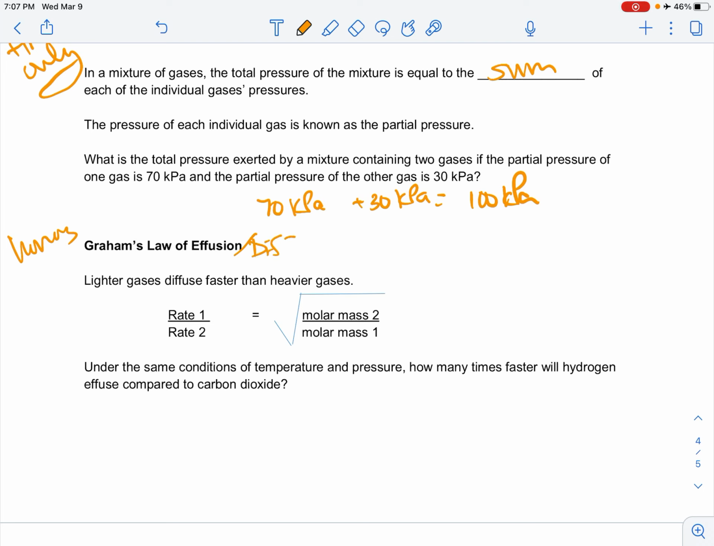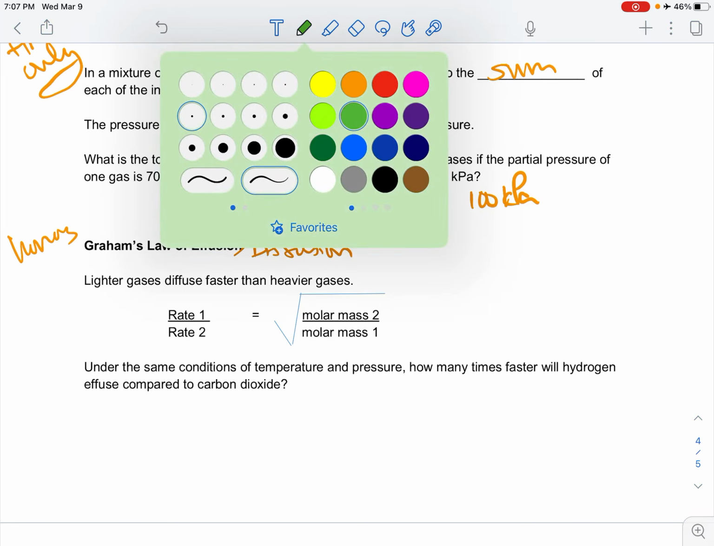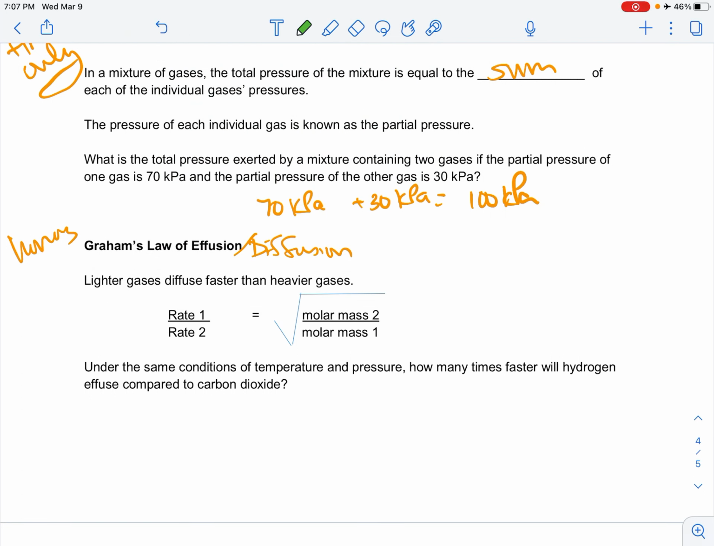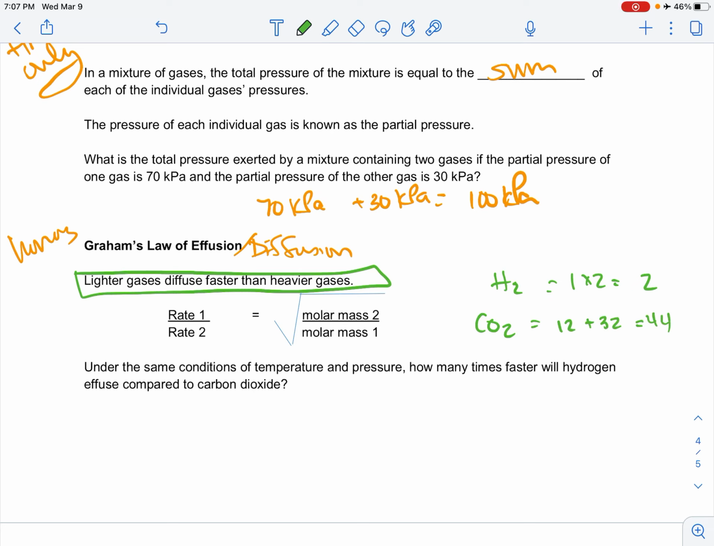Sometimes I call it diffusion. So I will give you this formula on the test. Lighter gases diffuse faster than heavier gases. That's important to know. So then we'll say, under the same conditions of temperature and pressure, how many times faster will hydrogen diffuse compared to carbon dioxide? So hydrogen, CO2. We need GFMs. GFM is 1, but there are 2 of them, so that's a 2. 12 plus 16 times 2 is 32, 44.